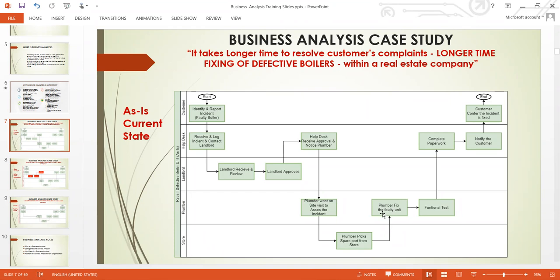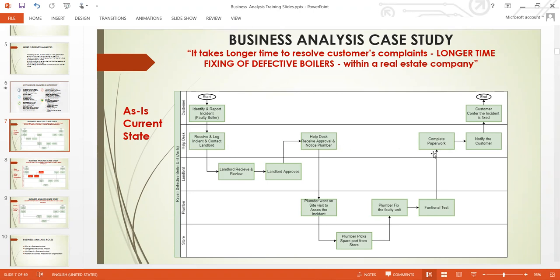The plumber will fix the faulty unit. After that, the plumber will do a functional test to make sure that it's working. If it's working, then the plumber will do the paperwork to finish the job, and they send it to the help desk officer.